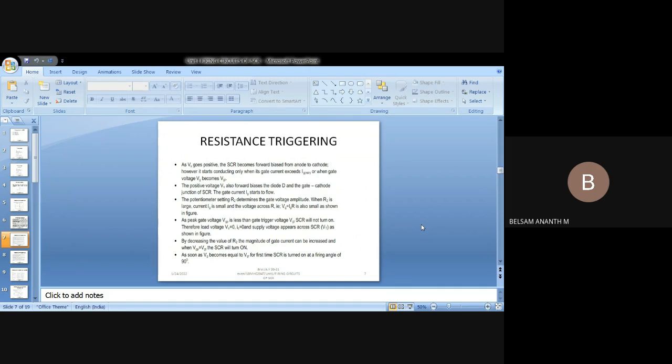So two things: one is the source voltage, and the other is the gate voltage. The gate voltage is equal to the gate current times the resistance value. Always, as per Ohm's law, Vg equal to Ig into R, where Vg is the gate voltage, Ig is the gate current, and R is the resistance value. Please remember this. This is how we can find the magnitude of the gate current with the help of the equation Vg equal to Ig into R.